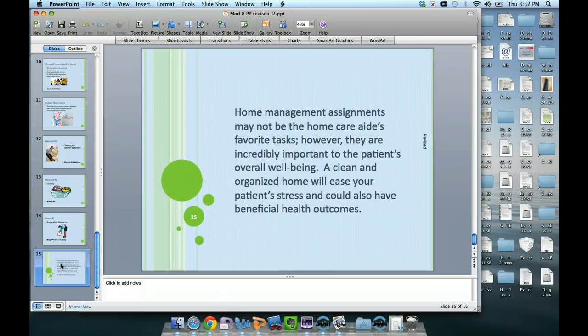So home management assignments may not be our favorite thing to do, but they're incredibly important to the patient's overall health. A clean house that's organized will ease your patient's stress, and ultimately that will have good positive outcomes for their health.